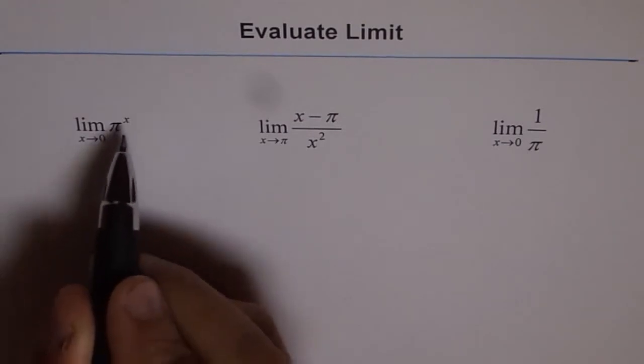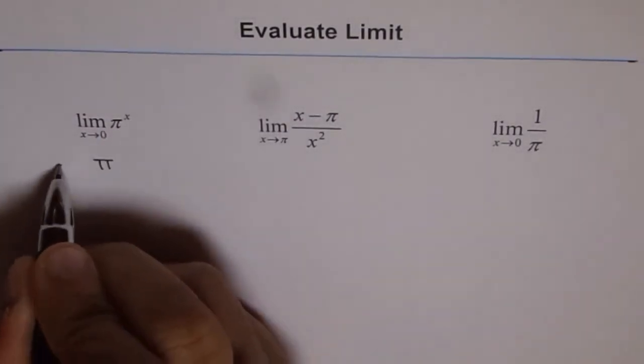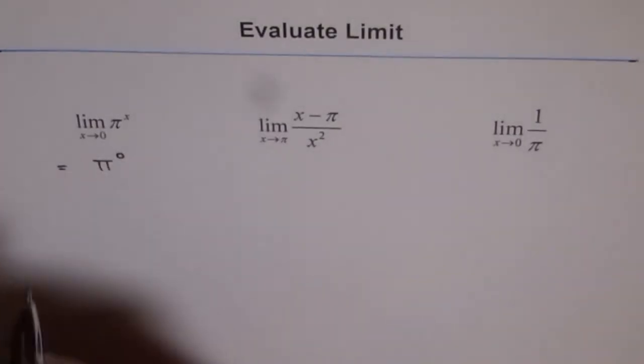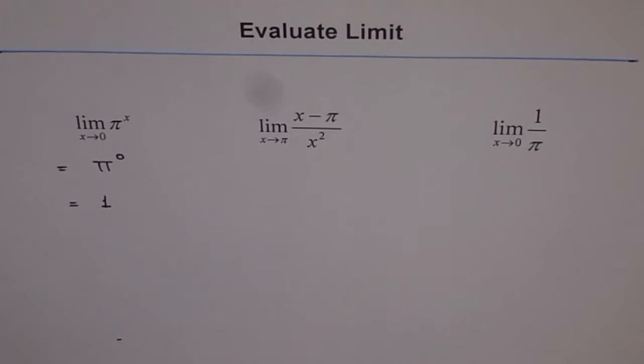So let's substitute x as 0, and we get pi to the power of 0, and pi to the power of 0, or anything to the power of 0, is 1. Therefore the limit is 1.